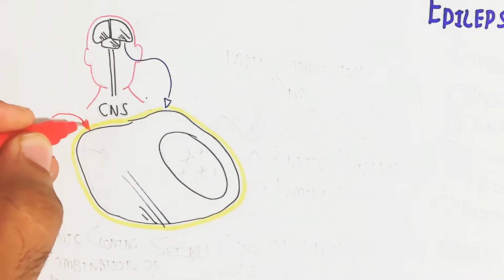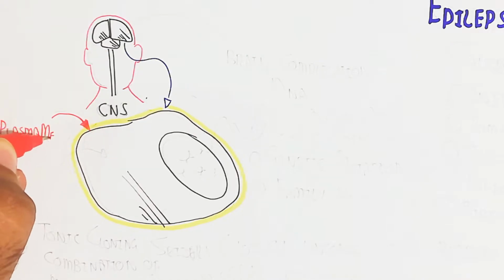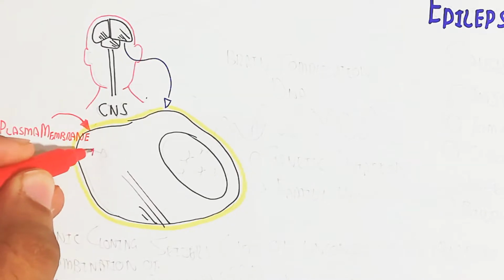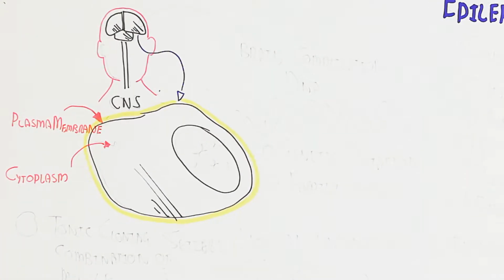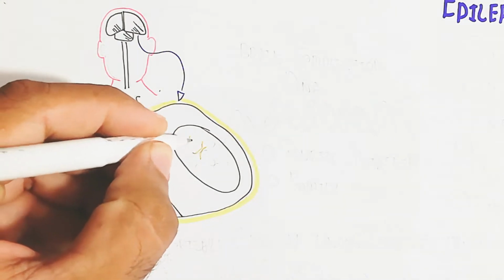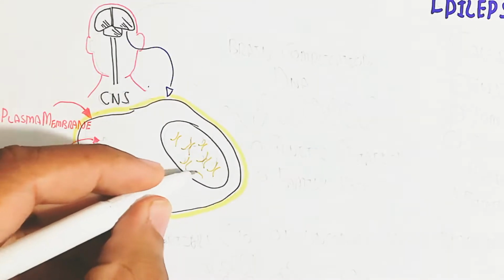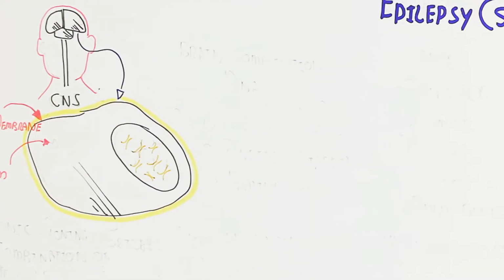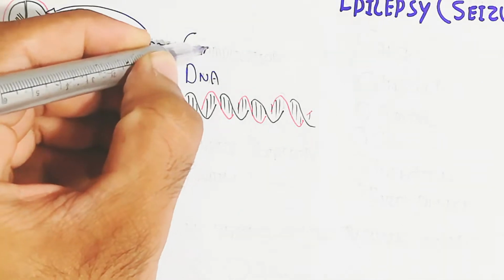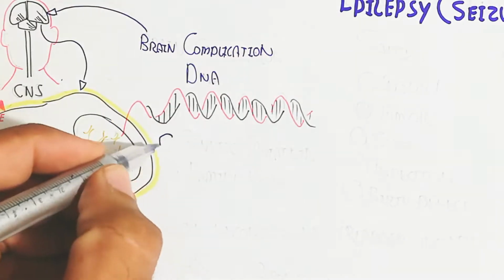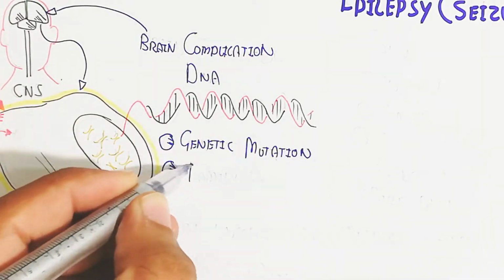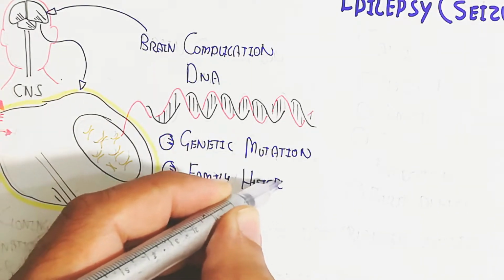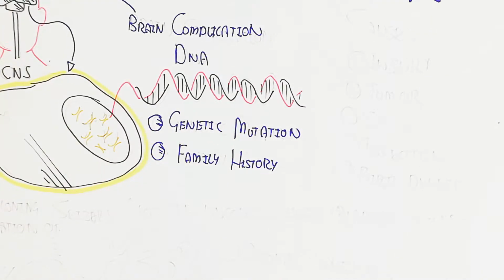generalized seizure. This is a person which contains a central nervous system, the brain and spinal cord. The brain contains neurons, and these are unmyelinated neurons in the form of neuroglial cells. This is the plasma membrane and cytoplasm, and it contains DNA in the form of chromosomes. So brain complications are involved in epilepsy. Genetic mutation and family history are also involved.